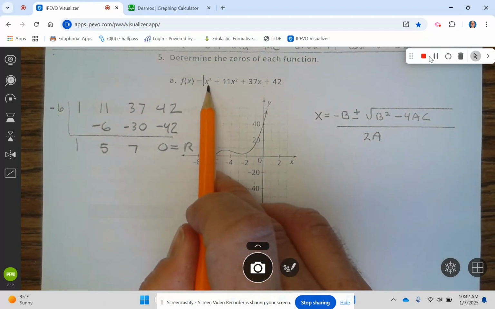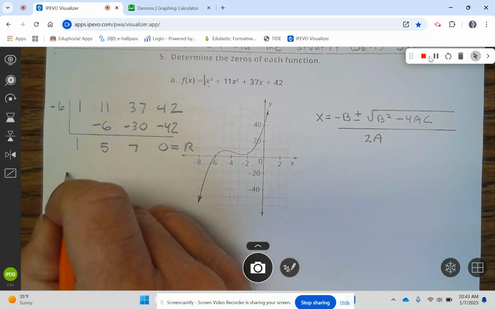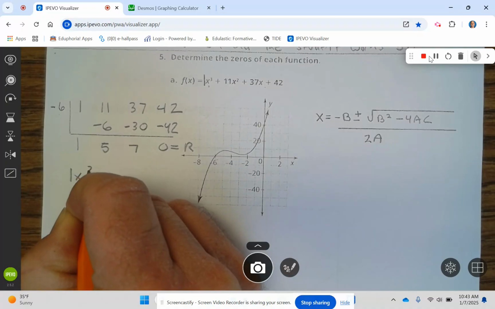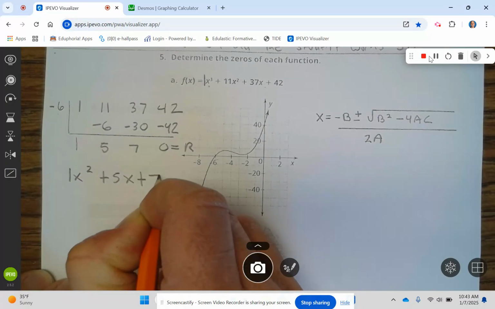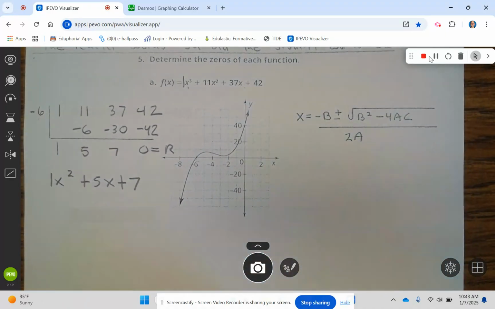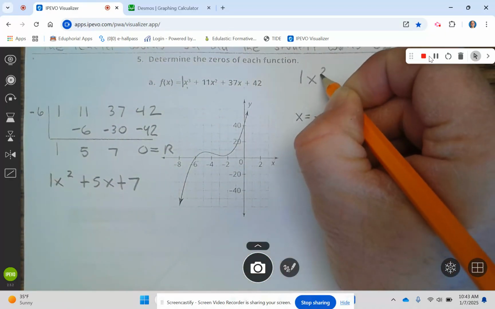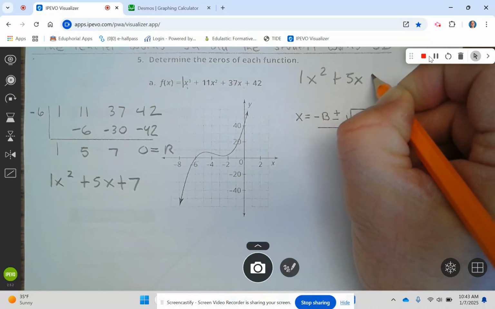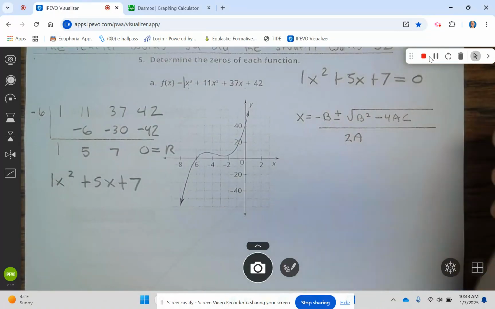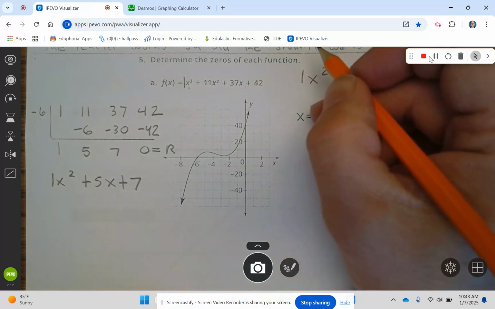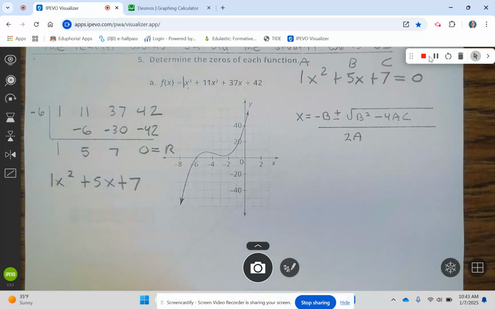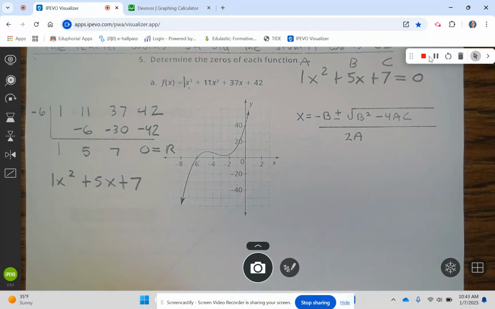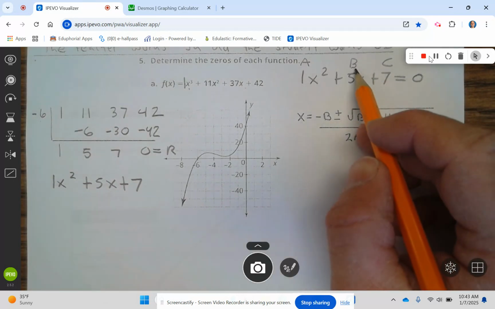Now, this was x cubed, but when we divide, the exponents decrease by 1. So this becomes 1x squared plus 5x plus 7. So we're going to set that equal to 0. So we have 1x squared plus 5x plus 7 equals 0. Well, this is A, this is B, this is C. Okay, so we plug these numbers in.